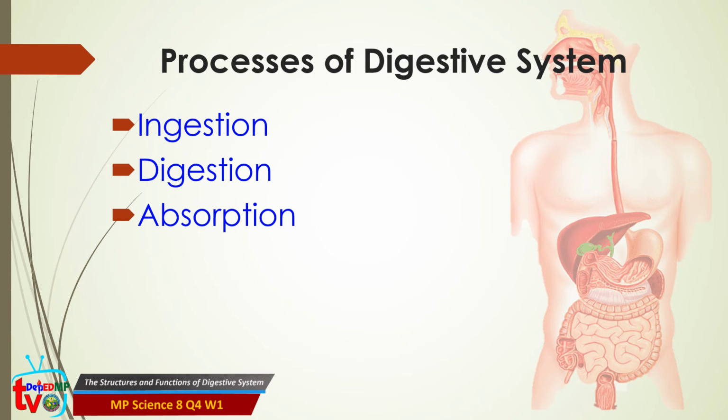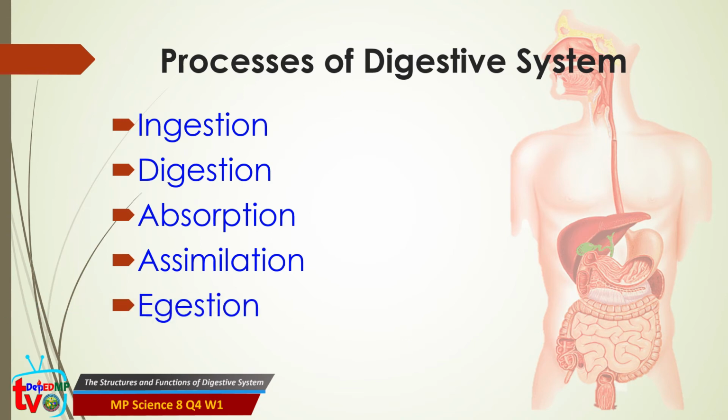The fourth process is assimilation. It is the movement of digested foods, nutrients in the blood vessels of the small intestine through diffusion and use of nutrients in the body cells through the microvilli. The last process is egestion. It is the release of undigested food collected in the rectum called feces and pushed out of the body through the anus by defecation.